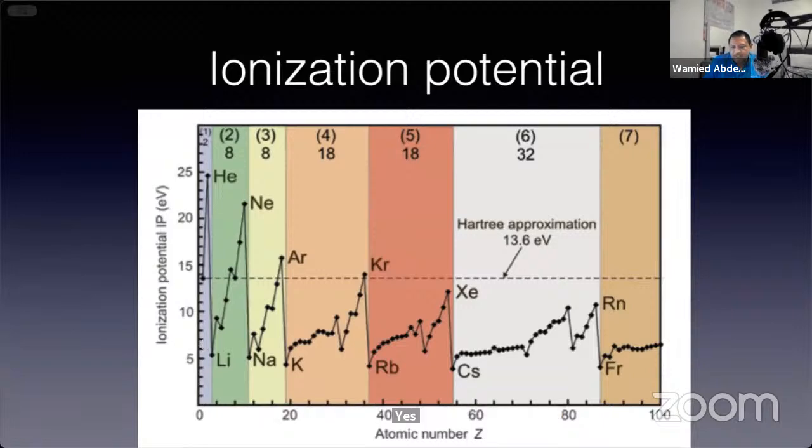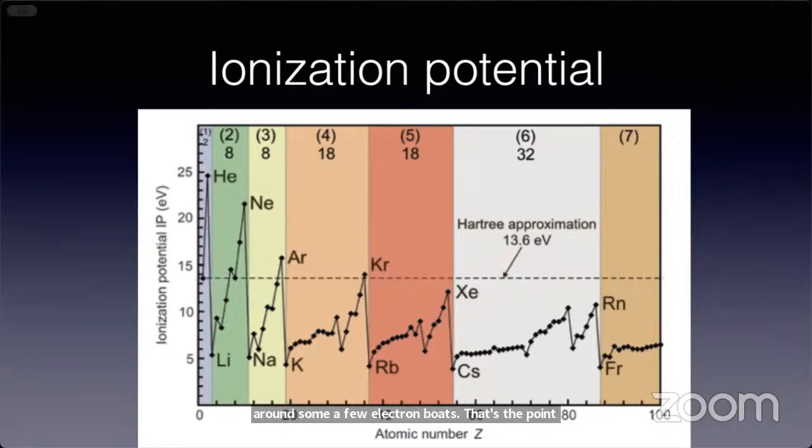For cesium, for example, it's even less. So what I want you to understand from this is that the value to ionize atoms is not 13.6. No, the energy required to ionize atoms is around a few electron volts. That's the point. It's a few electron volts.